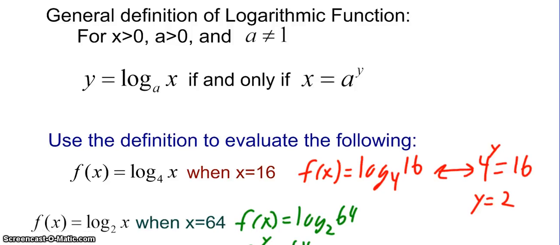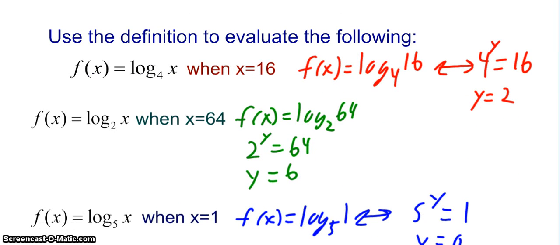Okay, so you should be able to actually do all of these in your head, but I will show you the work if you were confused. f of x equals log base 4 of 16. Well, I can rewrite that as an exponential, and that's 4 to the y equals 16. So 4 to what power equals 16? 4 squared. So y equals 2.